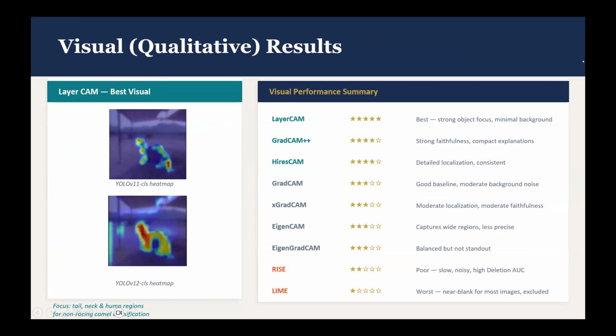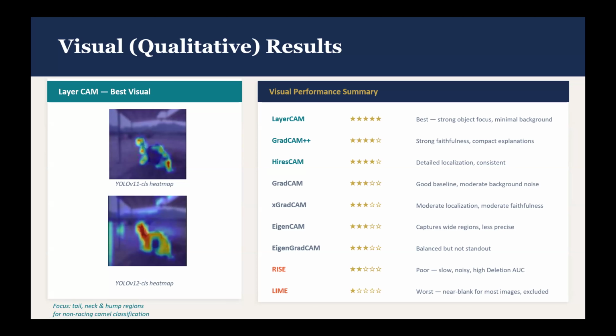They've been ordered according to the quality of performance qualitatively, by looking at each image and comparing with the ground truth mask and the original image. We have found that LayerCam performs the best overall. It focuses on object features with minimal background interference. GradCam comes second place with strong faithfulness, but more interference in the background and more area within the camel itself.